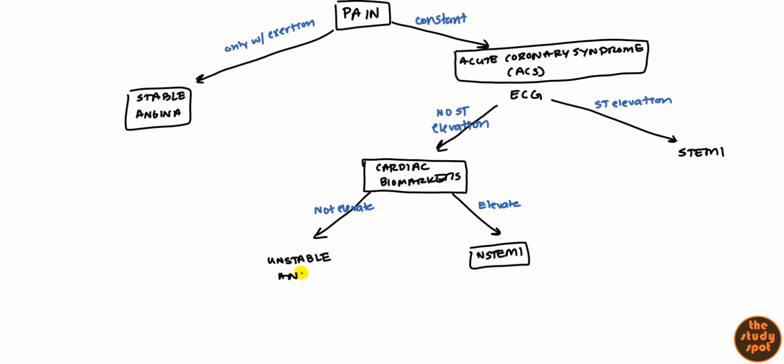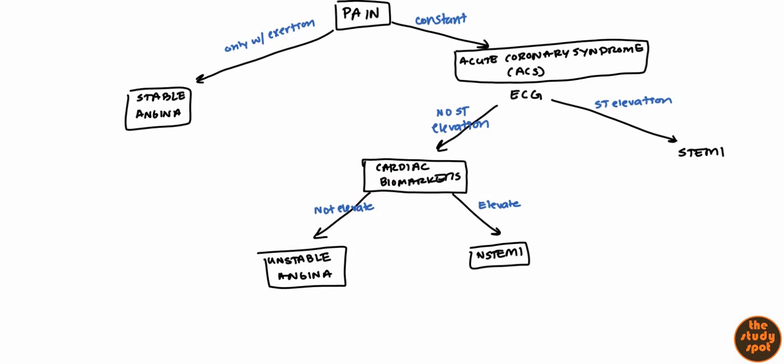So what I have drawn out here for you is all the different types of coronary artery diseases. Stable angina is when it's only pain with exertion, unstable angina is when there is no elevation in cardiac biomarkers, NSTEMI is when there are elevated cardiac biomarkers, and STEMI is when you have ST elevation, and of course you also have elevated cardiac biomarkers.